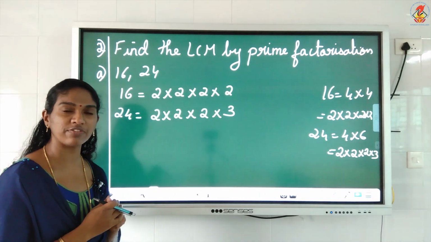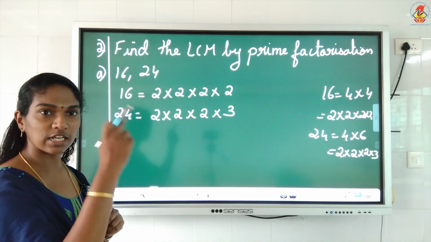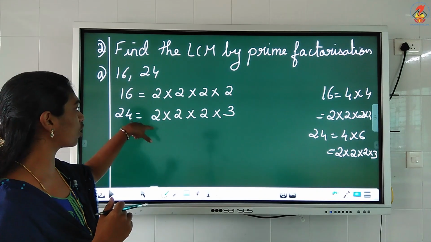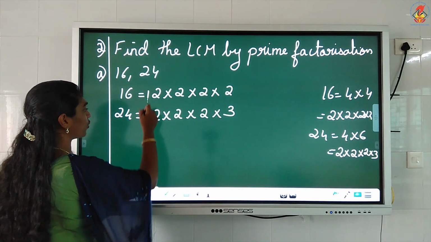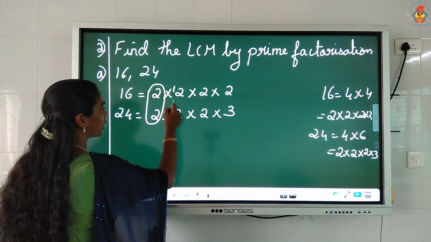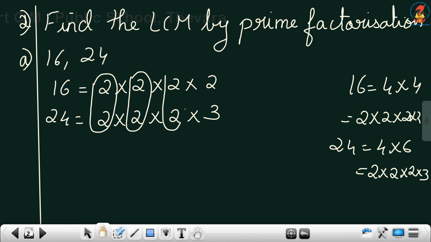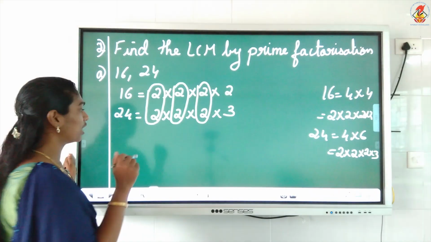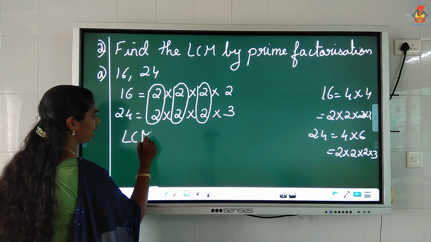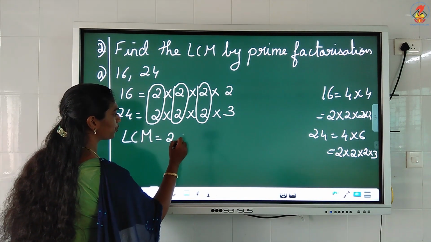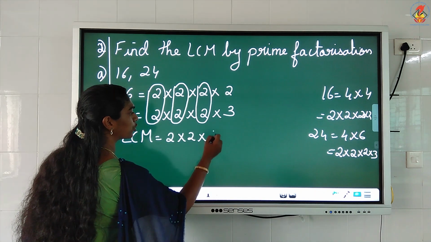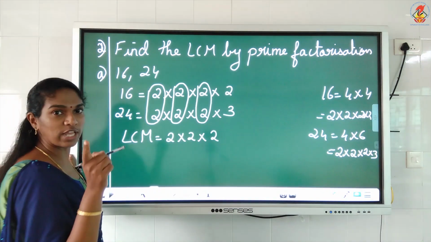Then what is the next step that we did in HCF? We made common groups. We'll find out the common factors. You'll make a group over here. First group, then you have the second group, then you have the third group. Then, how did you do in HCF? You took one from each group. So, you'll take one from each group: 2 into 2 into 2. That gave you the HCF.